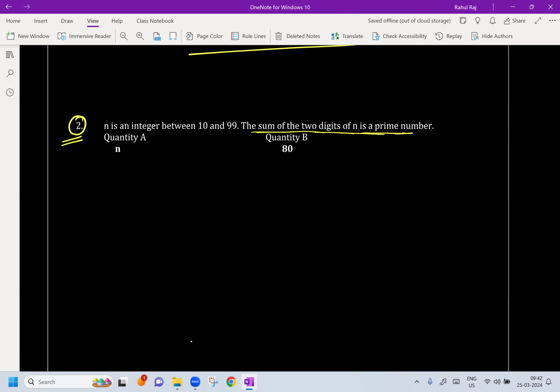Sum is when you add, right? Or sum is when you multiply? Sum of two digits of n. Sum is adding, yes. So then try to get like 19 or 29 or something.